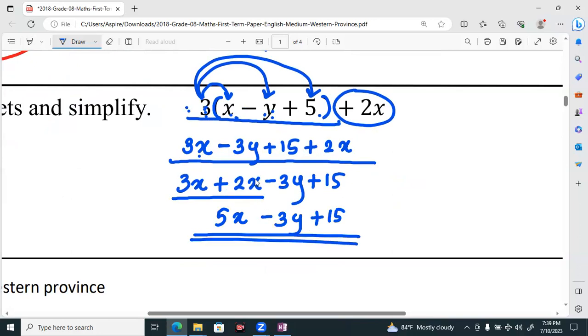Remember that you can simplify this: 3x plus 2x is 5x, 3y, 15.